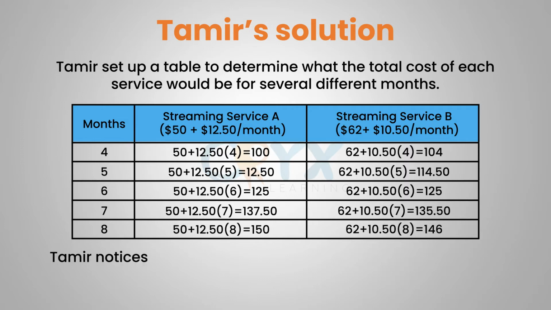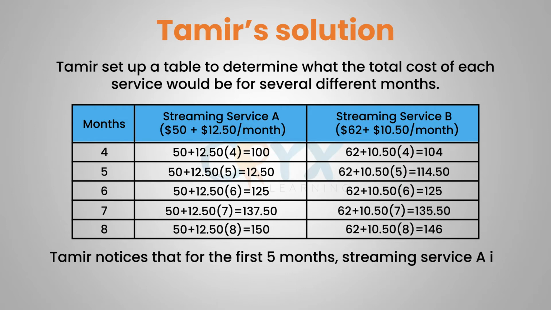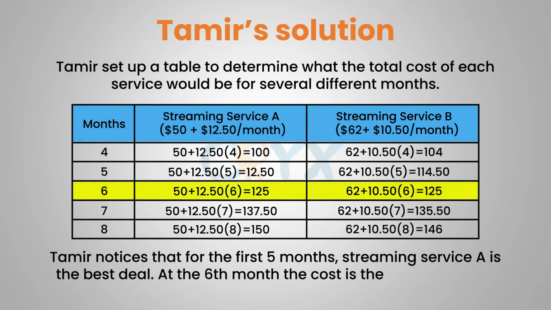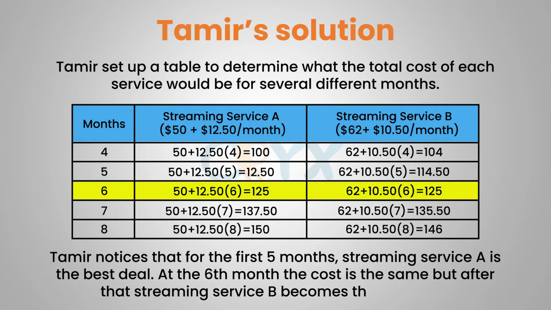So Tamir notices that for the first 5 months, service A is the best deal. At the 6th month, the cost is the same, but after that, streaming service B becomes the best deal.